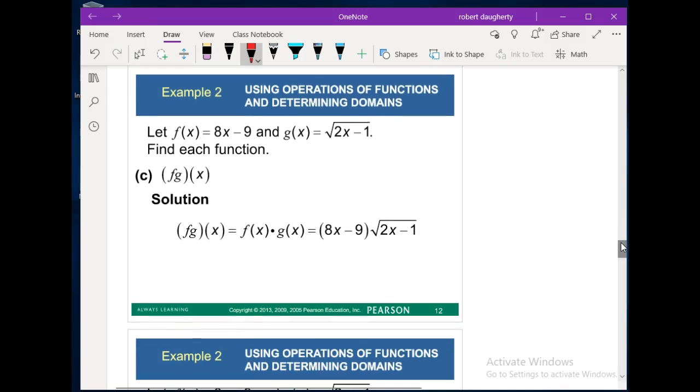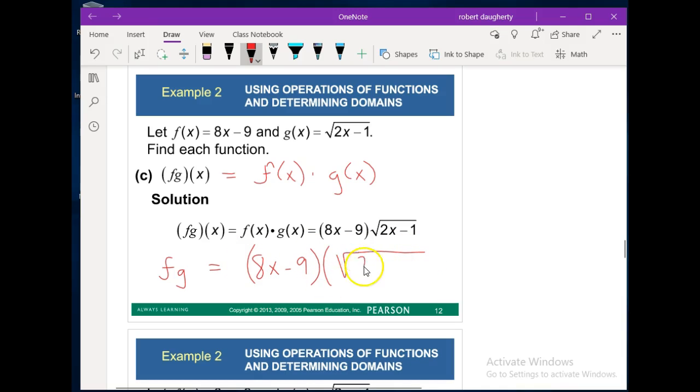Find fg of x, the product. Remember, all that means is f of x times g of x. So fg is going to be, what is f of x? That's 8x minus 9 times, what is g of x? The square root of 2x minus 1. So that's the product of f and g.